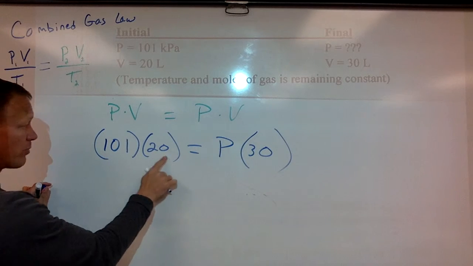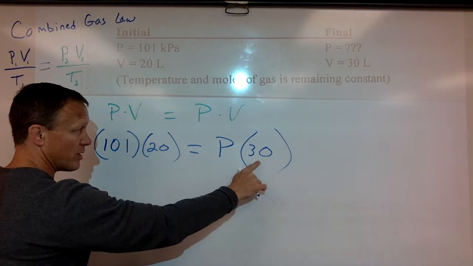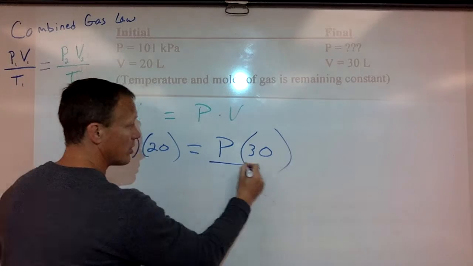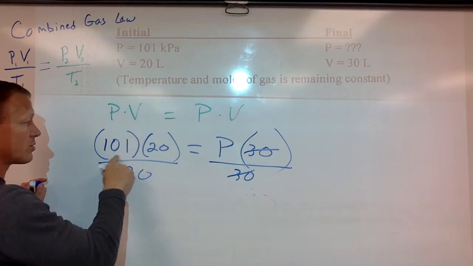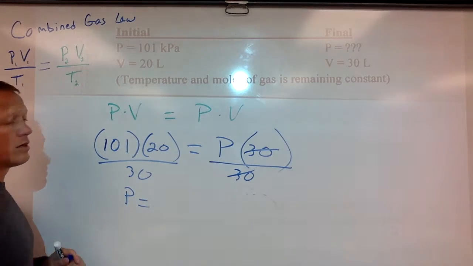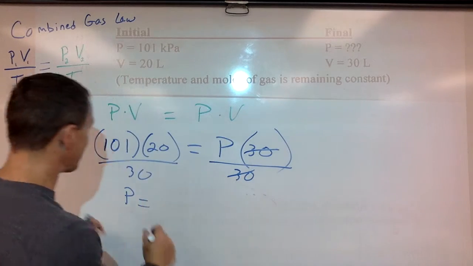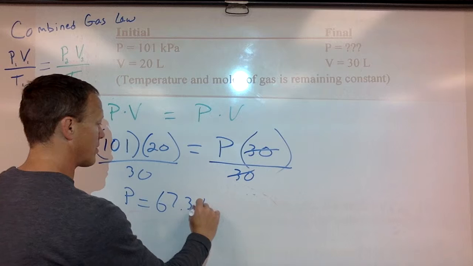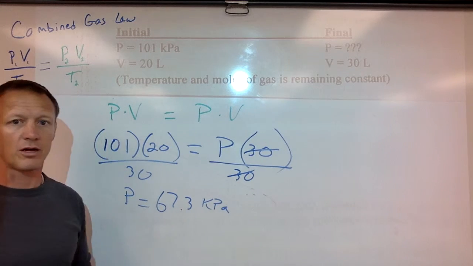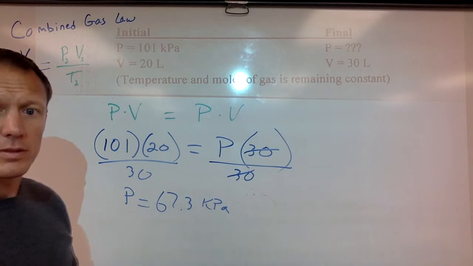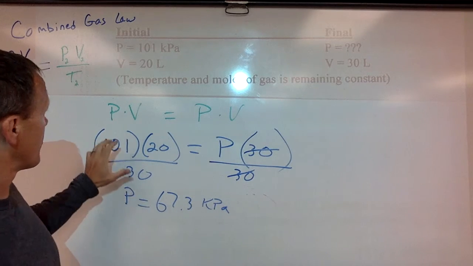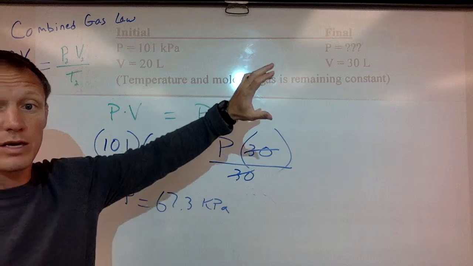So we're going to multiply and divide by 30. Multiply these two numbers. We divide this by 30. Those cancel and divide this by 30. So multiply, divide. And our pressure there is about 67.3 kilopascals. So again, figure out what you're starting with, what you're finishing with, go from there.